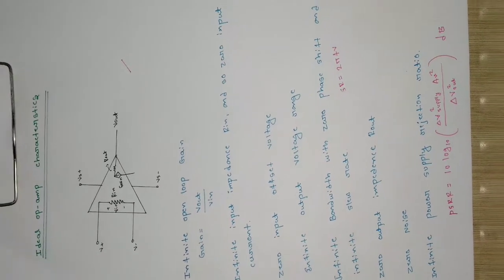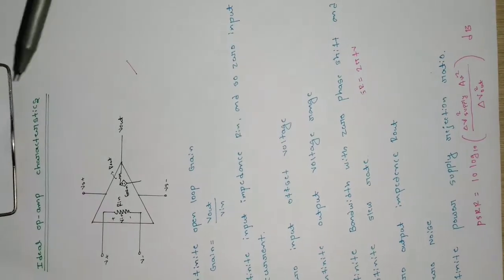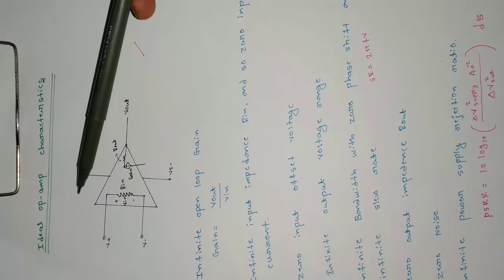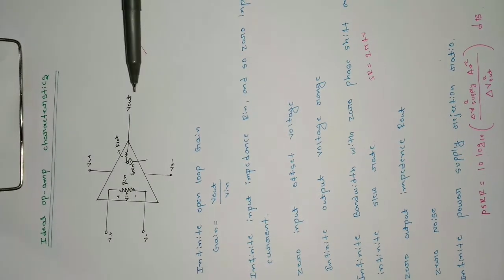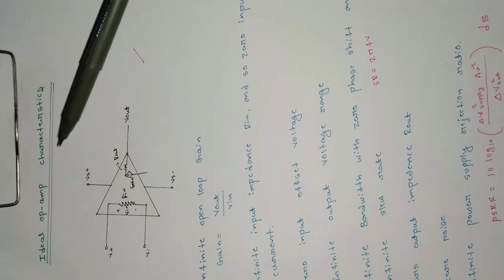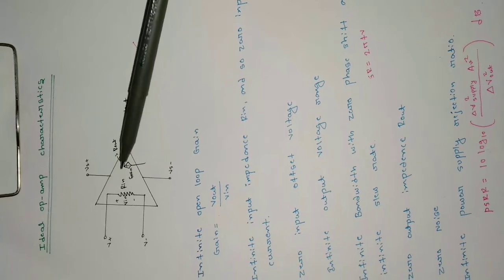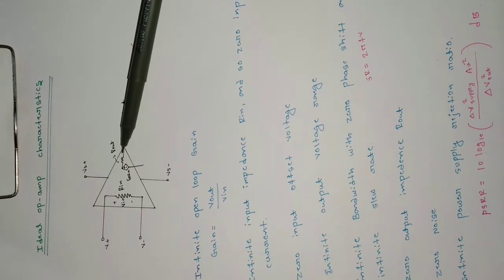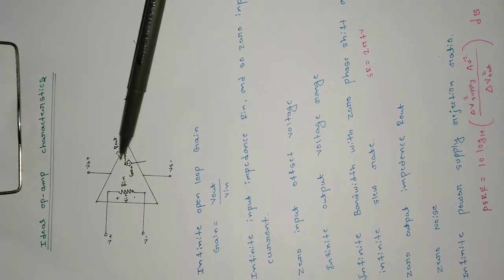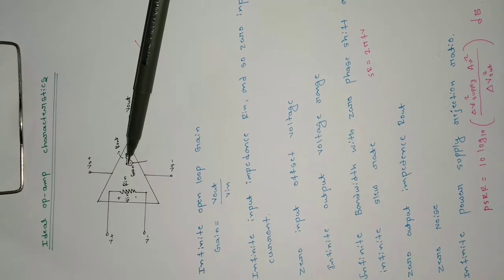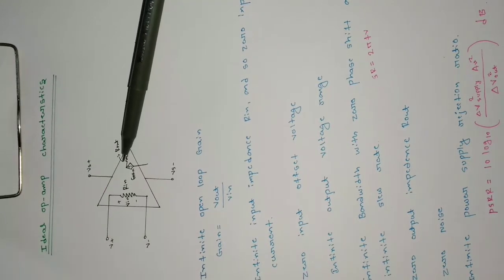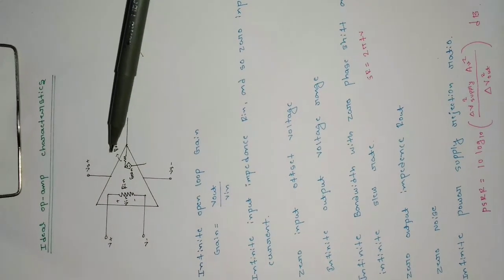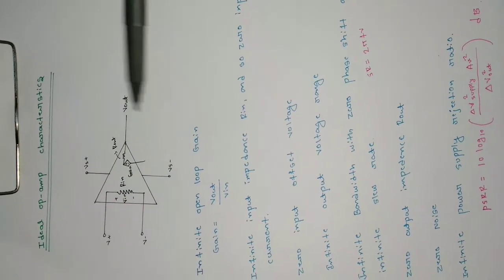So in general, we are representing the op-amp with only five pins: V plus, V minus, Vs plus, Vs minus, and V out. But we are neglecting the input internal resistance and the output internal resistance, that is R out, and the source voltage G V in, that is the voltage which is produced inside the op-amp. So these characteristics or terms we will be neglecting in our general discussions.